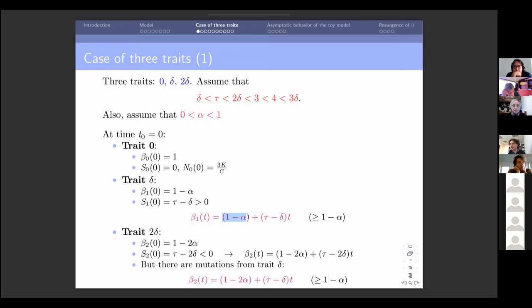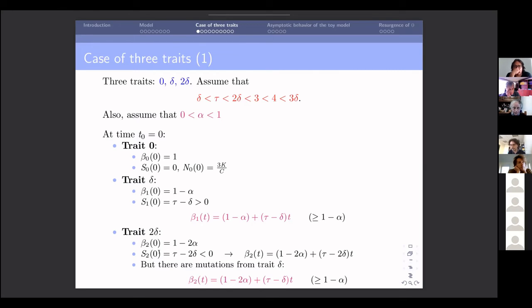So I have the initial value, 1 minus alpha, plus t multiplied times the fitness, which is tau minus delta, right? And I should take the maximum with the immigration due to mutations, which is 1 minus alpha, but this is always larger than 1 minus alpha. So I don't need to take the maximum here.